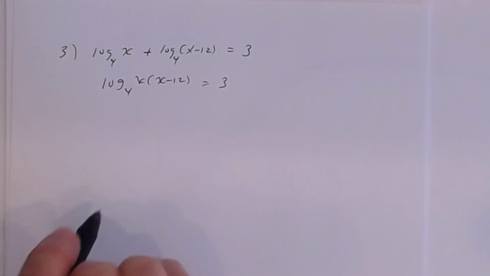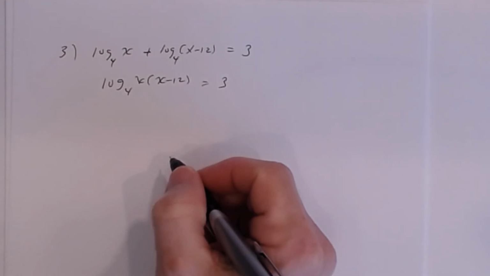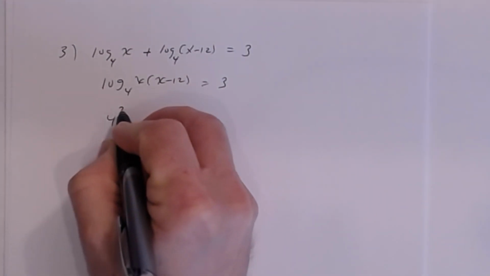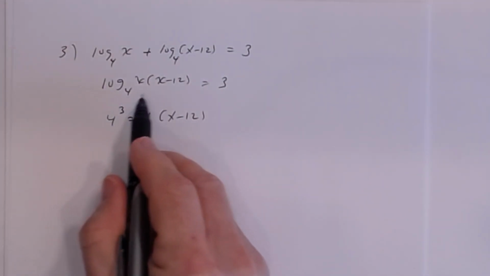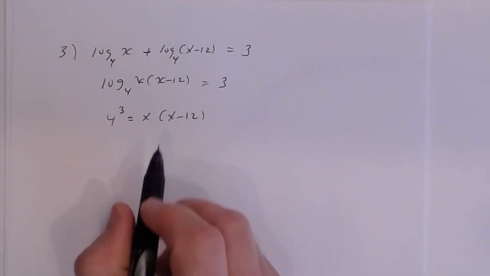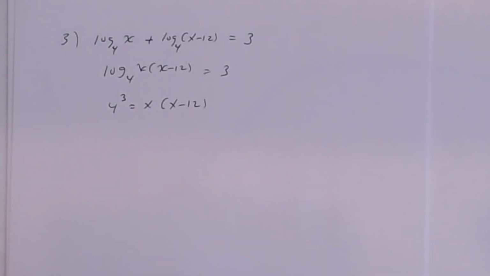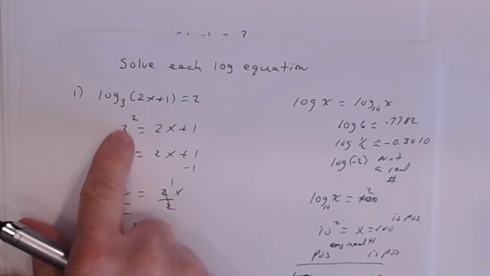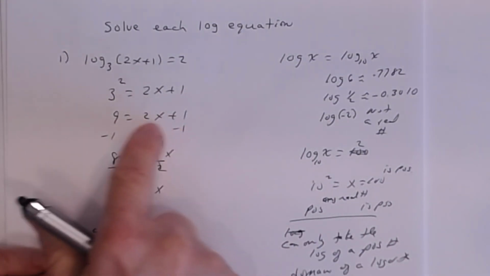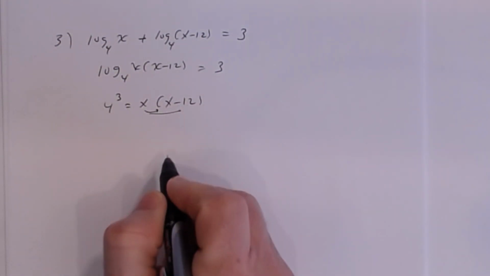So now let's change it to an exponential. 4 raised to the 3rd power equals x times x minus 12. So 4 raised to the 3rd power equals the argument. Now, when we did the previous problem, when I changed this single logarithm equation to an exponential, I ended up with a linear equation, right? Notice what this is. This is not linear. If you distribute, that's quadratic.